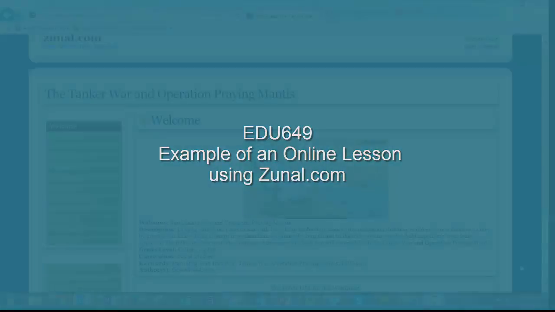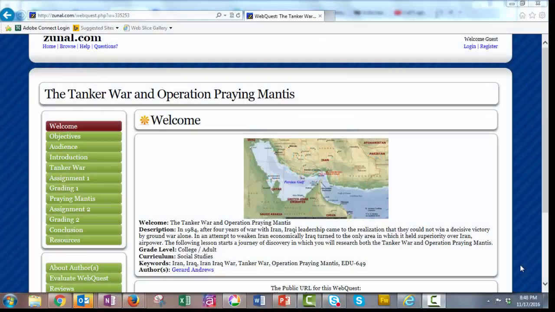This is a demonstration of a good example of a lesson that was developed in the EDU649 class. This lesson is developed by Jerry Andrews, and it's called The Tanker War in Operation Praying Mantis. It was developed in Zunal.com, as you can see at the top.